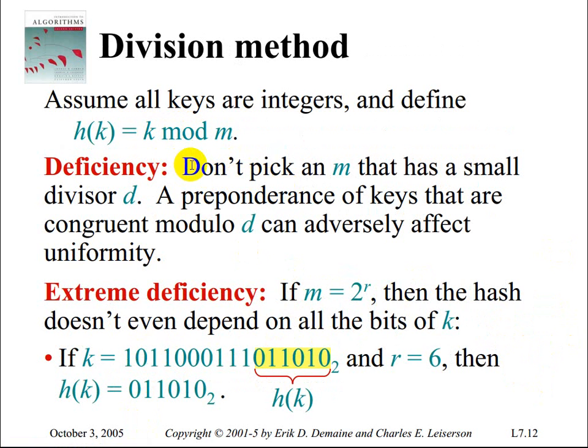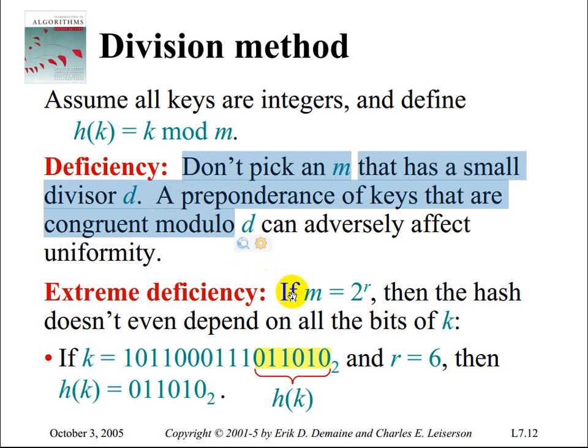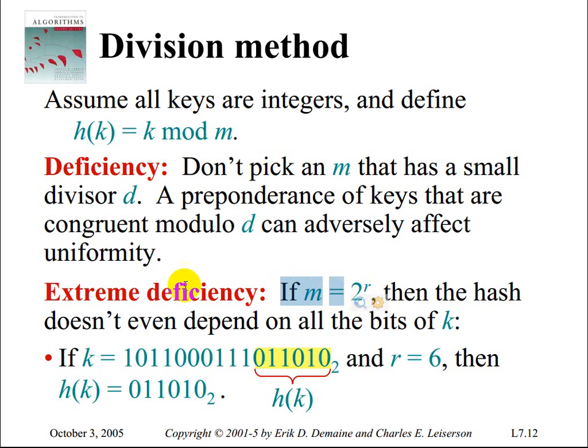This is very important. Don't pick an M that has a small divisor D. For example, if you pick 16, which is 2 raised to 4, then it's only going to look at these least significant digits in any given number, right? So you do not want to do something like that. If M is equal to 2 raised to R, this is called extreme deficiency. The hash doesn't even depend on all the bits of K. For example, if R is 6, then the hash just depends on the last 6 digits of the key K, which is very, very bad.